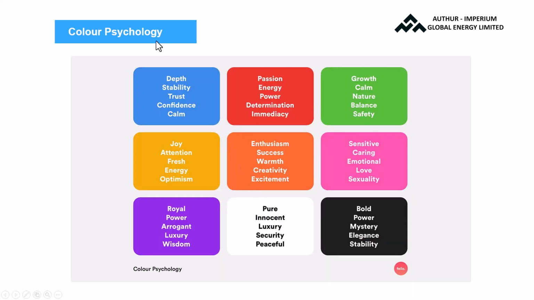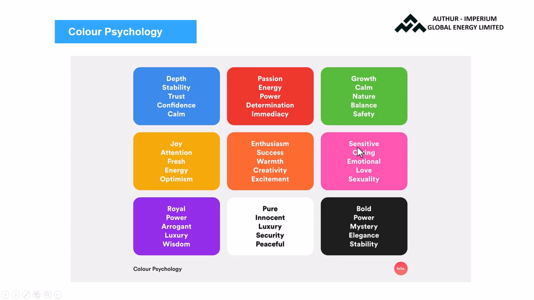So color psychology, these are some of the emotions that are attached to color. So blue, we have depth, stability, trust, confidence, calm. And red, we have passion, energy, power, determination, immediacy. So for green, we have growth, calm, nature, balance, safety. For yellow, we have joy, attention, fresh energy, optimism. And for orange, we have enthusiasm, success, warmth, creativity, and excitement.